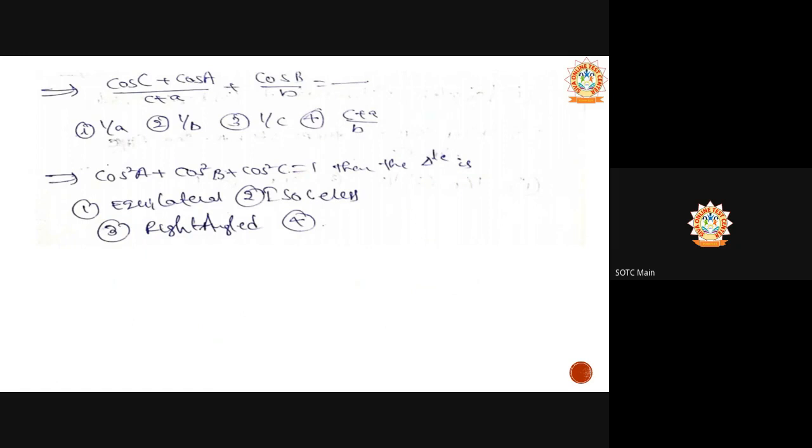Now try to see this thing. cos C by c plus cos A by a plus cos B by b is equal to.